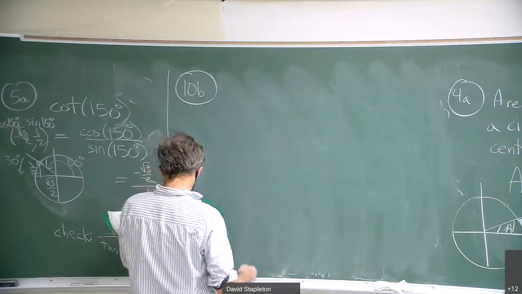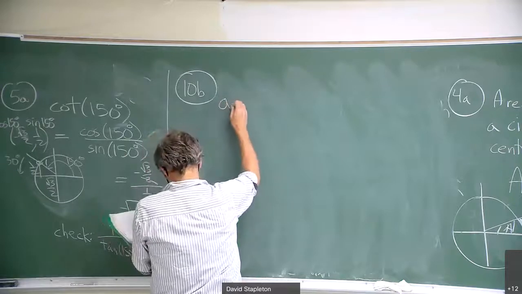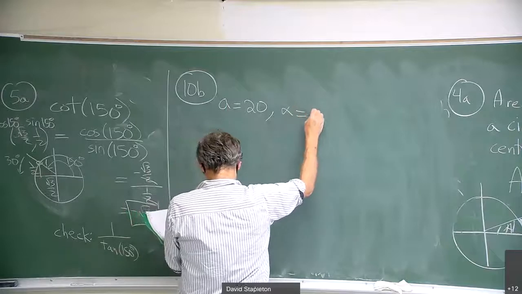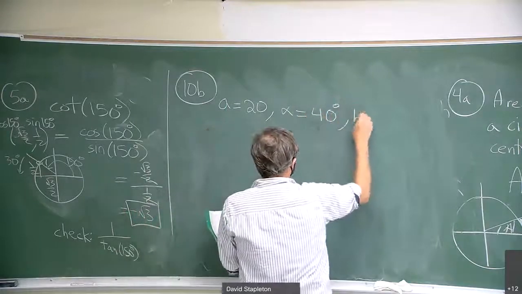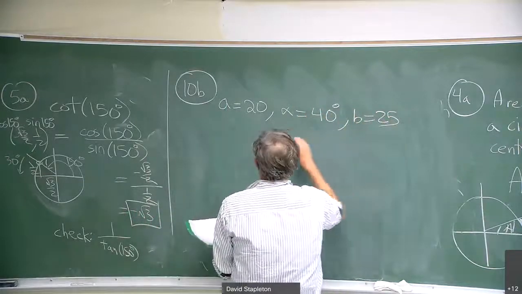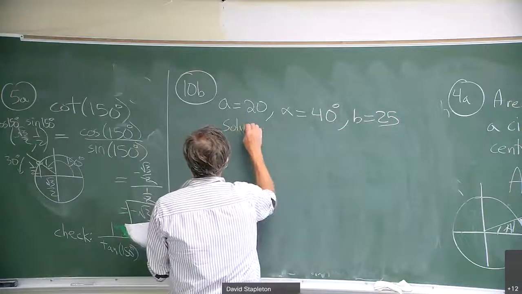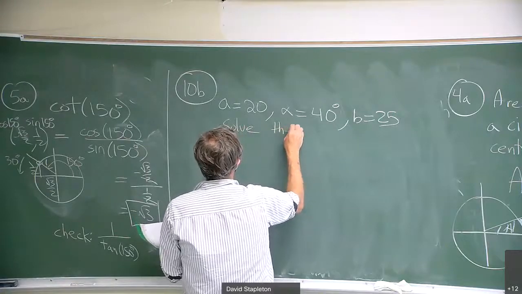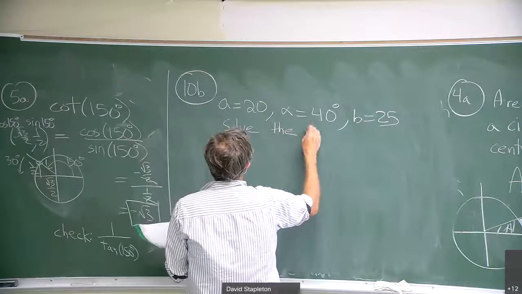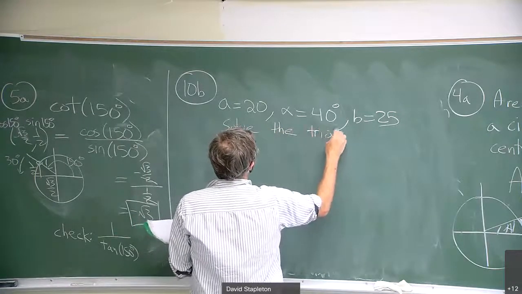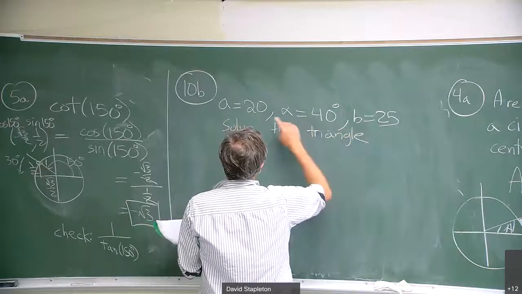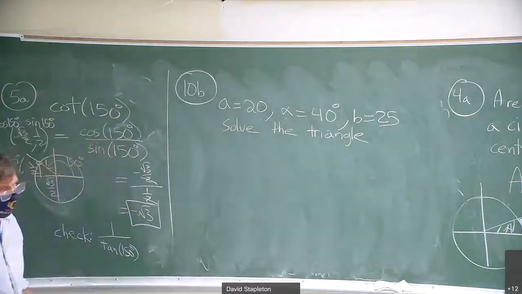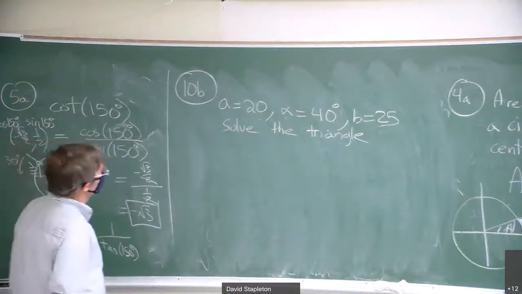So here's what we have on this one. It's a two-answer problem. A equals 20, alpha equals 40 degrees, B equals 25. Solve this oblique triangle. If I don't say it's right, then assume it's not right. You just have to be lucky to get a right triangle after that. For an oblique triangle, I always give you three pieces of information other than angle, angle, angle, and you have to figure out the other three.